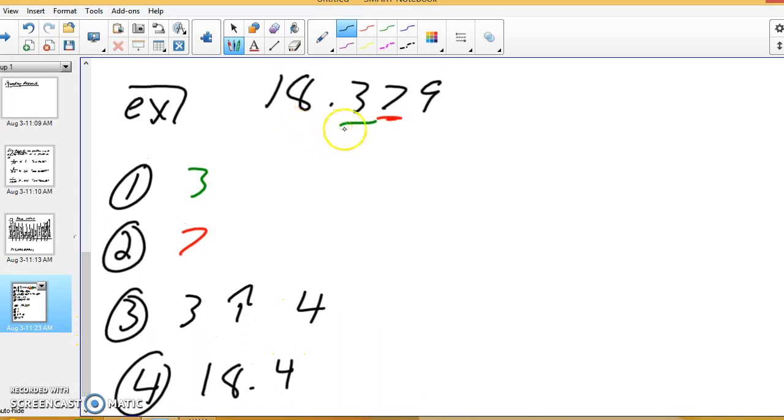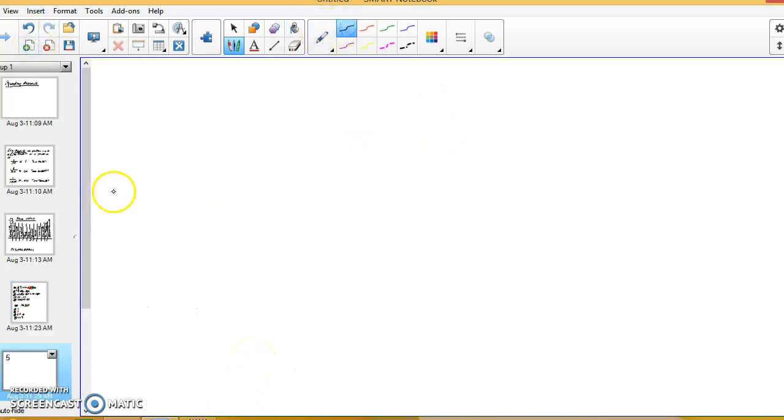So 18.379 rounded to the nearest 10th is simply 18.4. Nothing too difficult. Okay, I will give you guys an example here with a couple of problems in it.